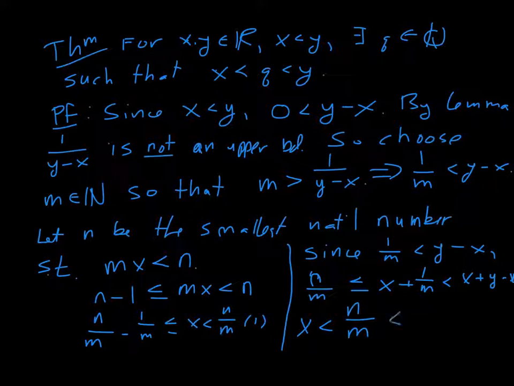So this is less than y. And that's actually the end of the proof, because look what we found. We started out up here by assuming x was less than y, and we found a rational number. n was a natural number, m is a natural number, so this ratio is a rational number, and it's in between the x and y that were given to us. So that says that in between any two real numbers, we have a rational number.